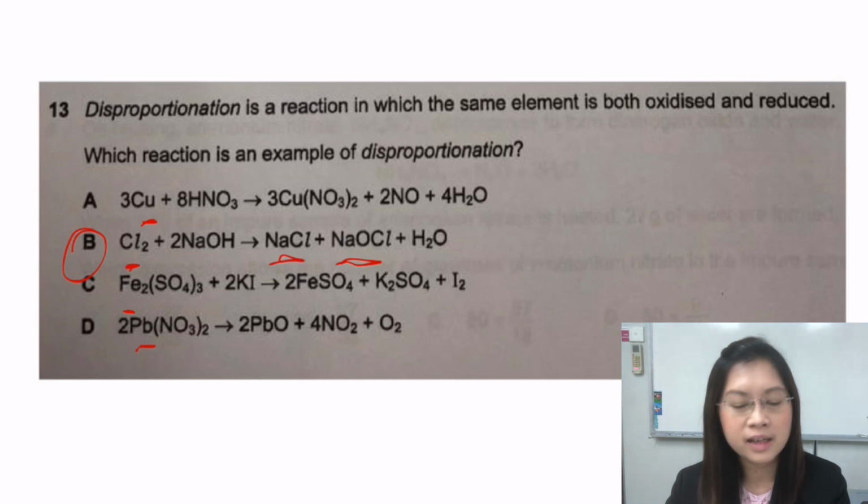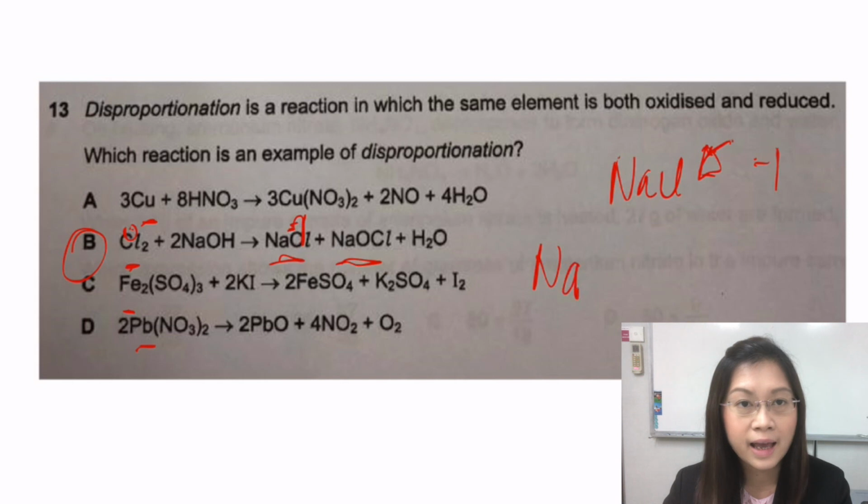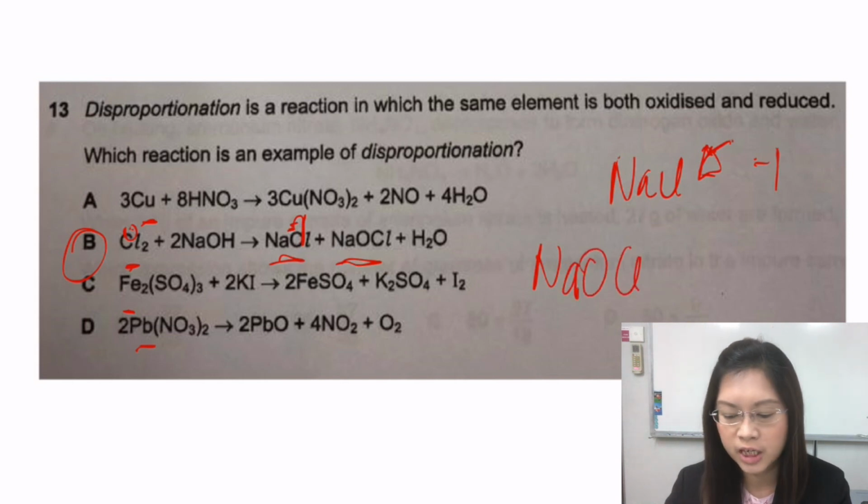Okay, so to look at it in detail, we can see that the chlorine element has an oxidation number of 0 in reaction B. Now, after the disproportionation reaction, the chlorine in sodium chloride, NaCl, has a charge of -1. Now, what about the chlorine in NaOCl? How do we calculate the oxidation number of this chlorine in this sodium chlorate?